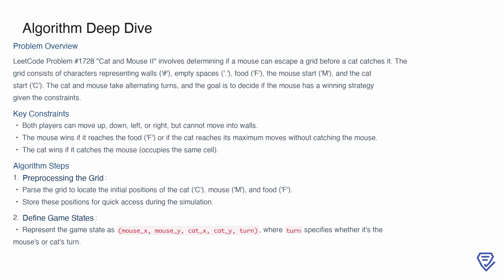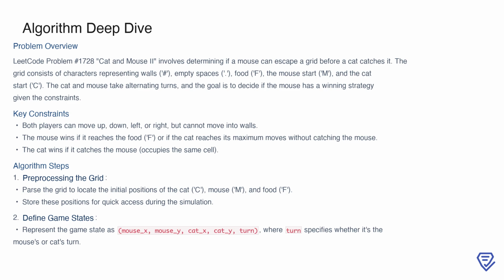This problem, Cat and Mouse 2, is a fascinating challenge that involves two players, the cat and the mouse, competing on a grid. The mouse's objective is to reach the food before the cat can catch it, while the cat aims to catch the mouse. The grid itself is made up of walls that block movement, empty spaces where both players can move, the mouse's starting position, the cat's starting position, and the food.